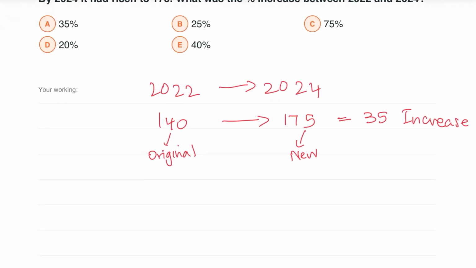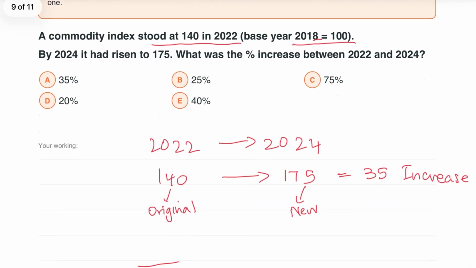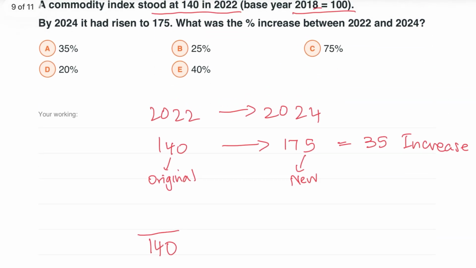The change is 35. You divide the change, which is 35, by the 2022 value, which is 140, our starting point, because we want to get the percentage increase, and multiply by 100.